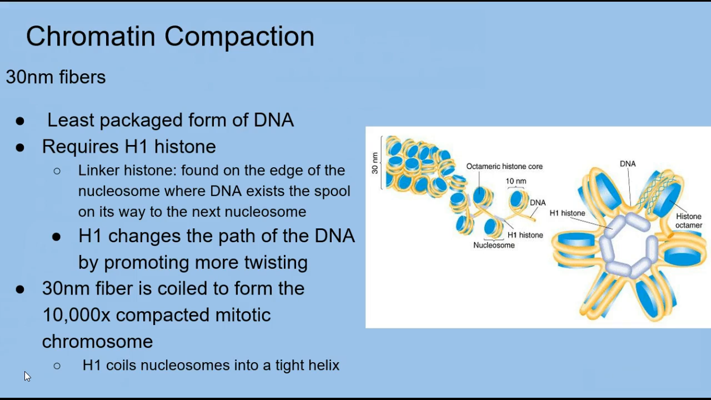The 30 nanometer fiber is coiled to form the 10,000 times compacted mitotic chromosome, which is the normal chromosome seen in an image earlier. H1 coils nucleosomes into a tight helix or circular shape, which is seen in my photo to the right. So you see the nucleosomes in a different fashion, and in the middle are the histone 1 proteins, which bind and cause the nucleosomes to kink and fold up tighter. And those condense very, very tightly to form the 30 nanometer fiber.